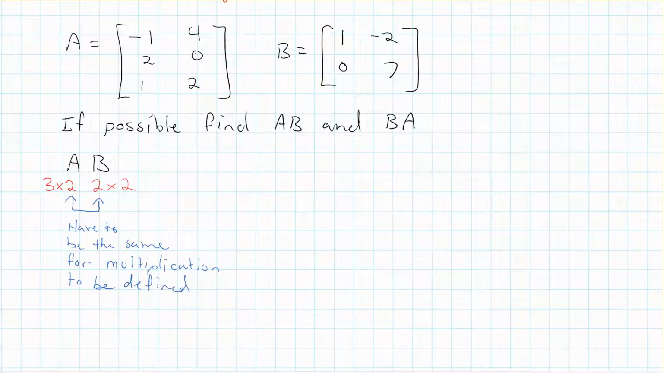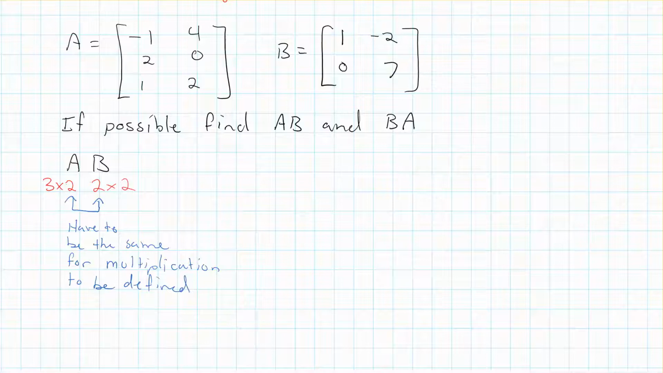So if these numbers in the middle aren't the same, the multiplication's not defined, and your answer would be not defined. So that's the easiest way to determine whether you can even do the multiplication: just write the multiplication of the matrices in the order that you're doing, and then write the dimensions down. And if these two numbers match, we can do multiplication.